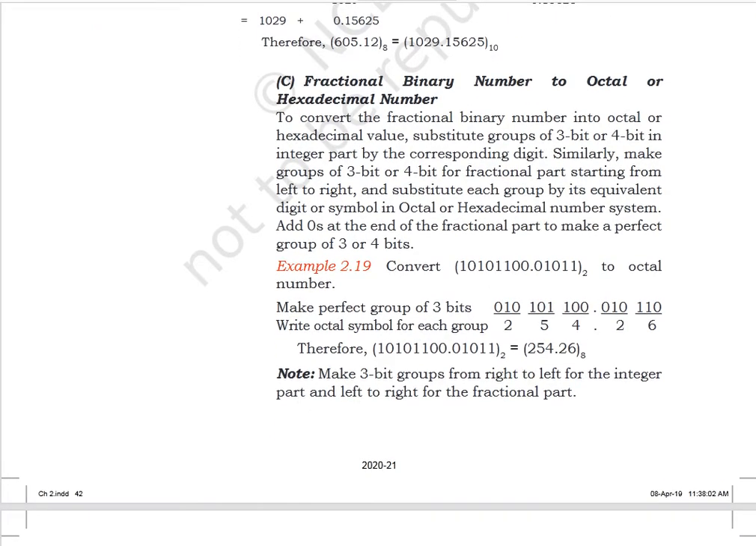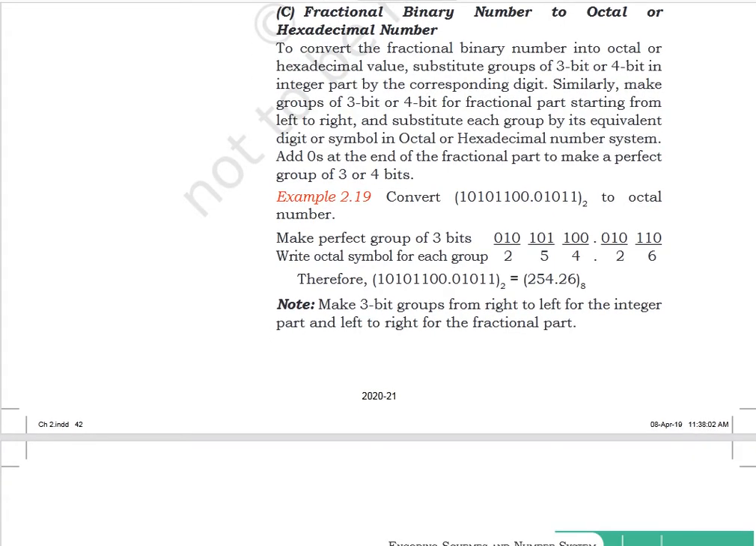Now fractional binary number to octal or hexadecimal number. How to convert a fractional binary number to an octal number? Before this class, we have already discussed in a previous class grouping of 3 bits, right? Here we also use that procedure, grouping of 3 bits. Make a perfect group of 3 bits. First we take the given value here, then we group from right to left, and then left to right.